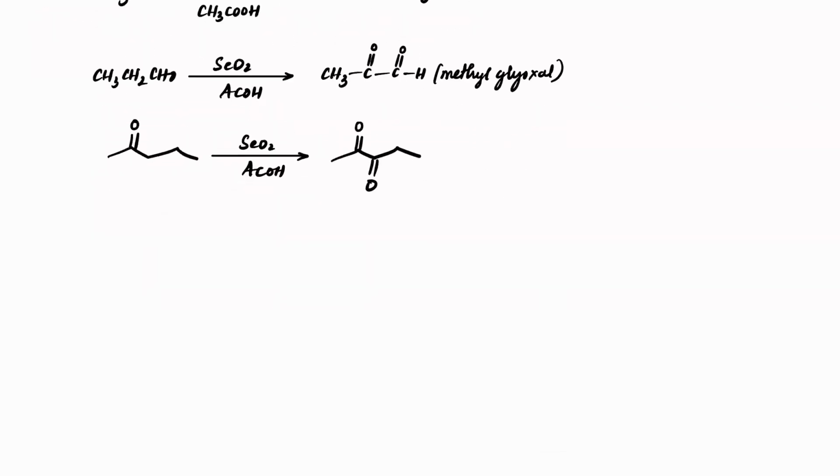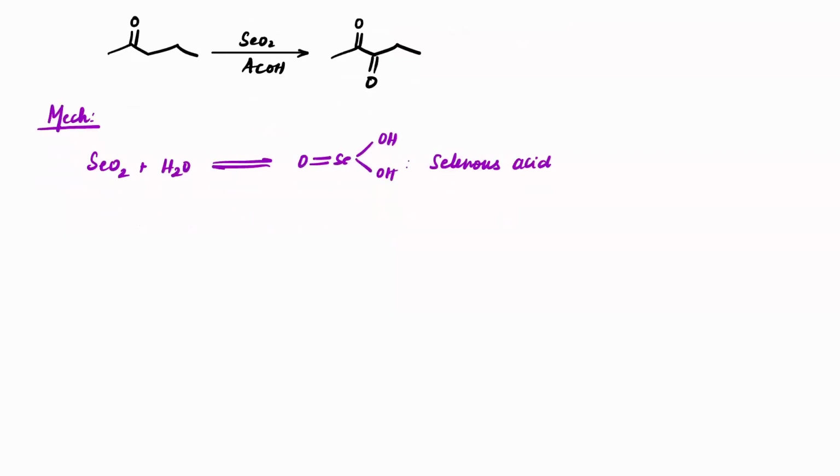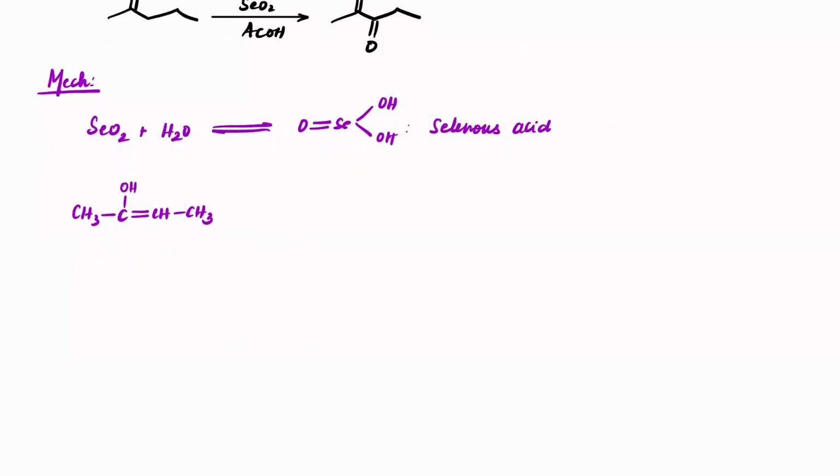Okay, so the mechanism is simple here. If it comes to mechanism, SeO2 plus H2O will first form an acidic species, which we call selenous acid. It is the selenous acid which makes the reaction happen here. So see, that is CH3-C(OH)=CH-CH3. This is the enol form which I have written, correct?